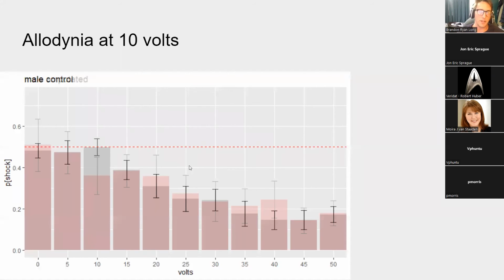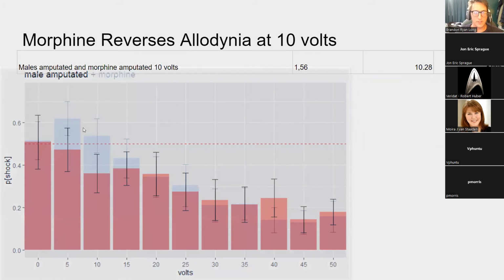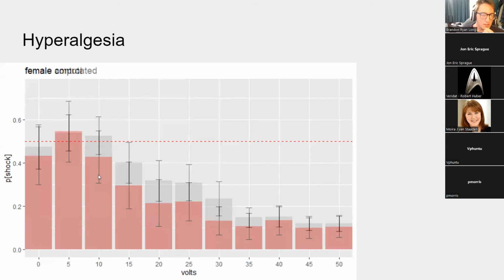And I'll remind you again. So here's 10 volts. These are confidence intervals, I'll remind you again. So this is statistically significant. And the blue bar above here is the males on morphine. We can see that it doesn't quite look like a control, but it's higher than in the amputated, and it is statistically significant at this voltage.